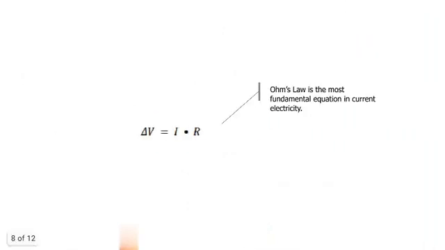Okay, now this is a very, very important formula in current electricity. This is called Ohm's Law. Here you are shown the relationship between resistance, current, and voltage or potential difference.